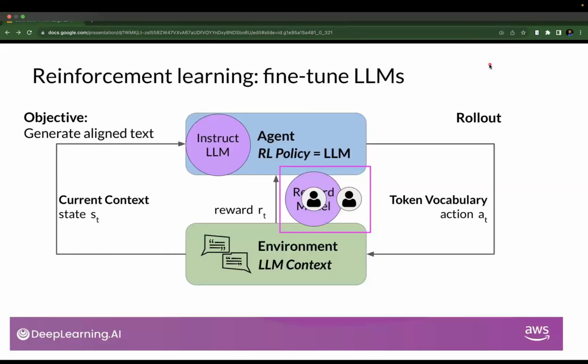Now, in the case of LLMs, the agent is going to be the LLM, the RL policy is going to be the LLM. And the action it is going to take is to predict or generate the next token from the vocabulary. The environment is going to be the context, or the input, all the tokens which have been generated. And the current context is the state. Here, the objective is to generate the output text which is aligned to some criteria. The criteria can be honesty or helpfulness or harmlessness.